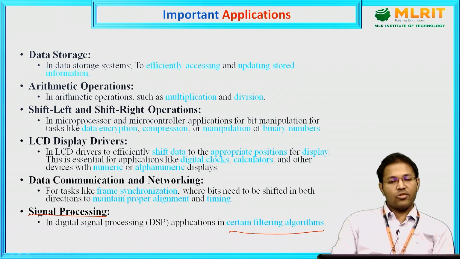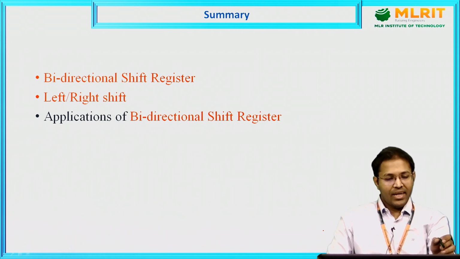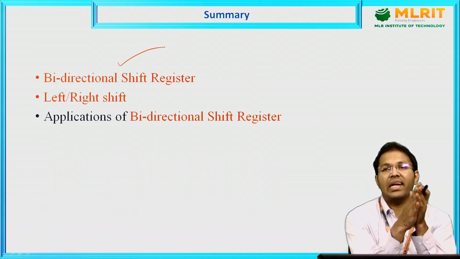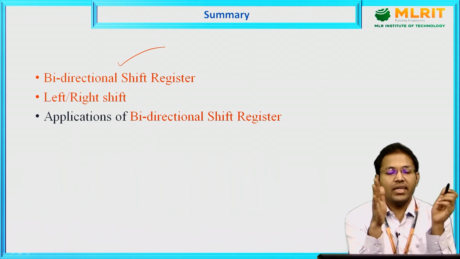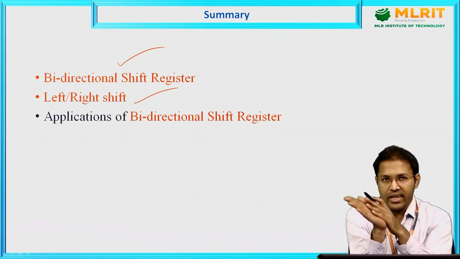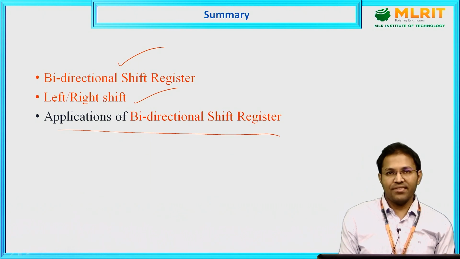So, we have seen so many applications of the bidirectional shift register, and as a summary, what have we seen? We have seen that a bidirectional shift register is nothing but a register where either you shift left or you shift right, and we have also seen the applications of the bidirectional shift register.